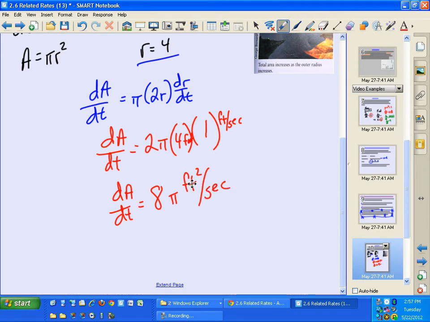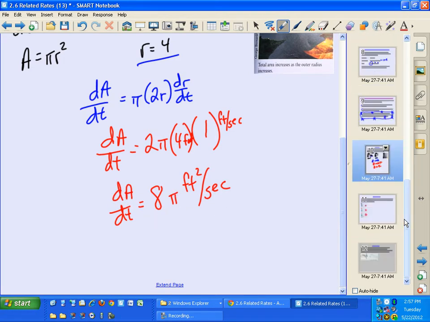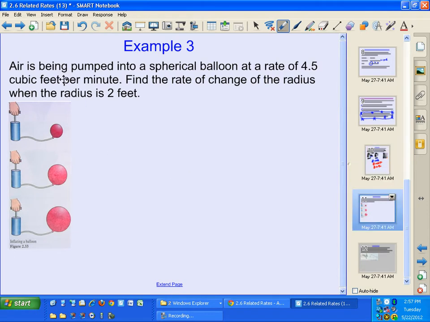And now that should make sense that my area is changing. By using the units that I have here, one is feet per second and one is feet, my radius, 4 feet. When I multiply those together, I get feet squared per second. So that would mean that's how my area is changing over time. And so then my final example for today, and like I said, we're going to practice this stuff a lot in class.